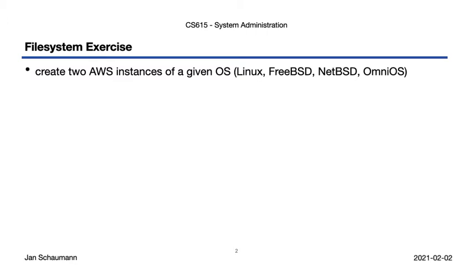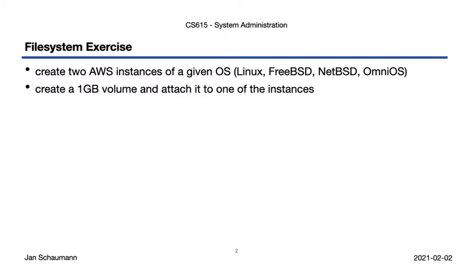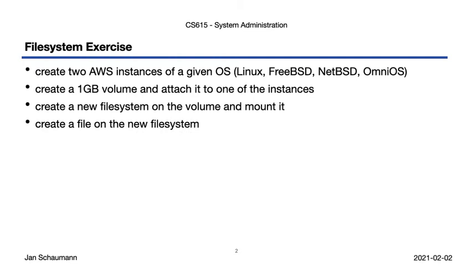Let's start by creating two instances. In the easier example, you create two instances of the same OS, but later I'm going to ask you to try two different operating systems to illustrate the requirement for file system support. Then we create a new volume and attach it to one of the instances. We create a file system on the new disk and mount it, and write a file to the file system.